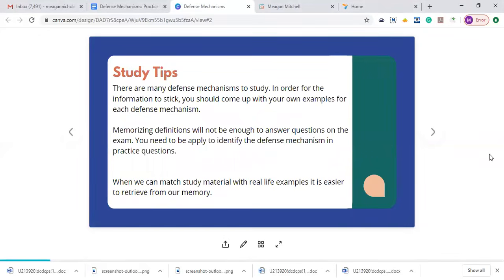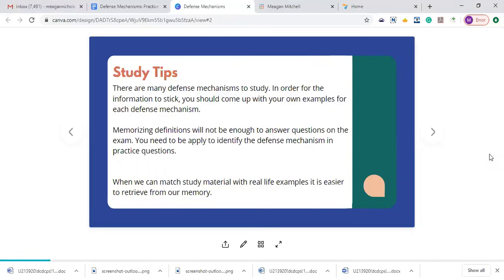So when studying defense mechanisms, there's a lot to study. And in order for this information to really stick with you, you need to come up with your own examples for each. Coming up with your own examples and being able to tell examples to someone else is going to really help you memorize the material. And it's going to be easier to retrieve from your memory on test day when you are tested on different defense mechanisms.